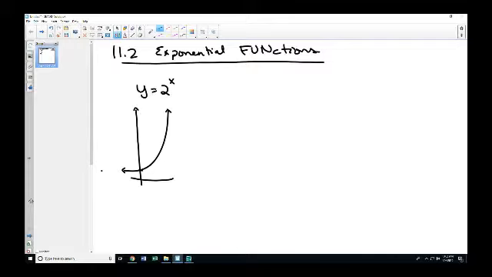So an exponential function. Exponentials and logs are very useful in science. Because if you're headed for a science career, these are going to show up a lot. Exponentials show up a lot in population growth.